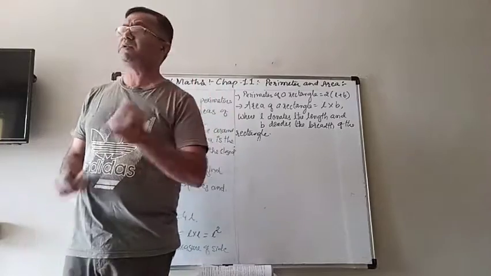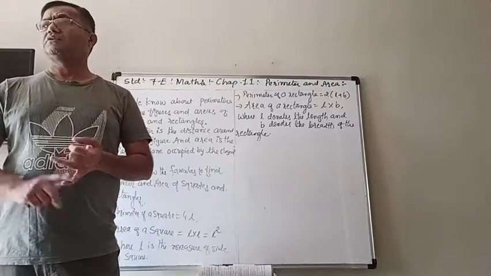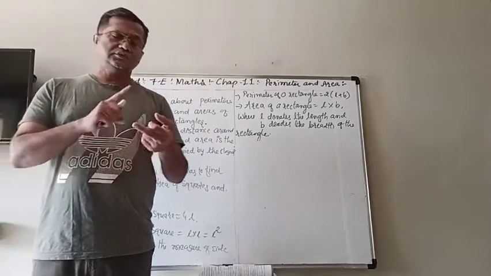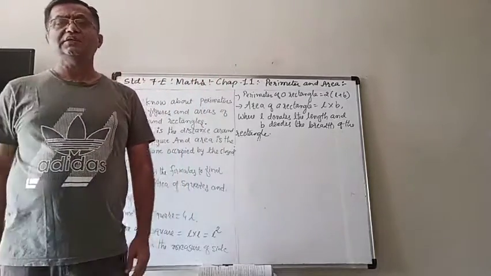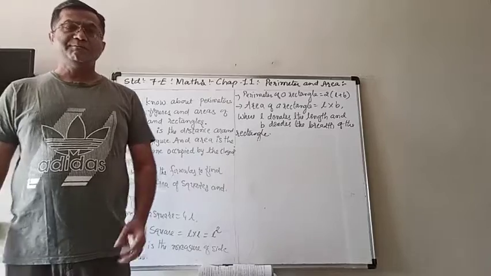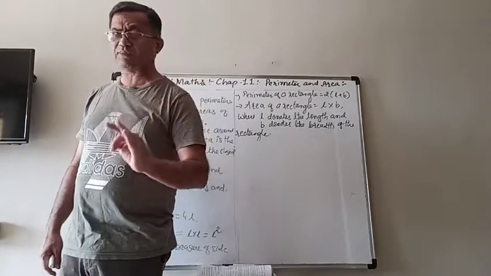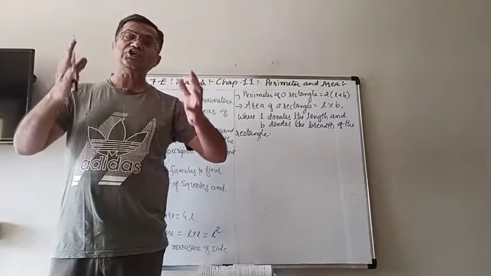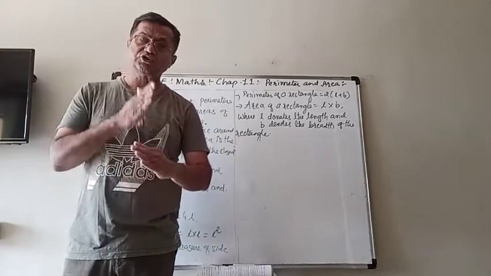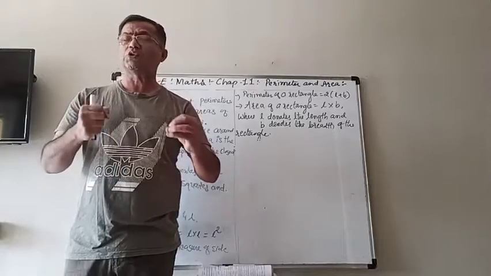So, don't get confused by these two words, perimeter and area. Perimeter is the length of the boundary of the closed figure, and area is the part of the plane occupied by that closed figure.